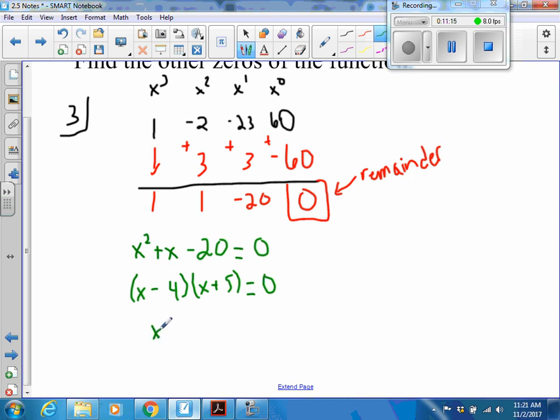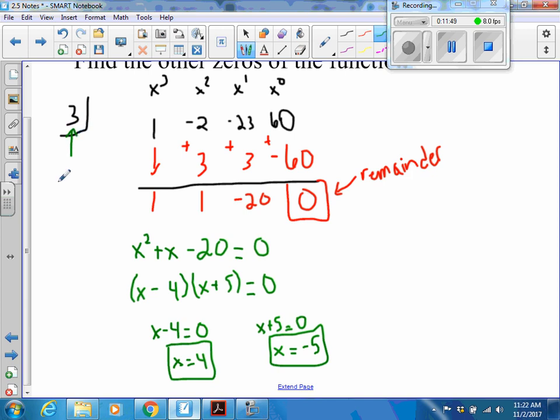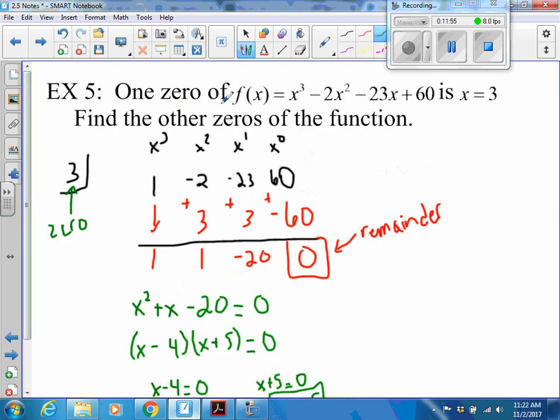So now we set each of our factors equal to 0. We do x minus 4 equals 0, and x plus 5 equals 0. We solve for x, so we get x equals 4 and x equals 5. Or sorry, x equals negative 5. So our other zeros, meaning the other solutions to the polynomial, are x equals 4 and x equals negative 5. And notice that the 3 that we have here is also a zero or a solution to the original polynomial right here.